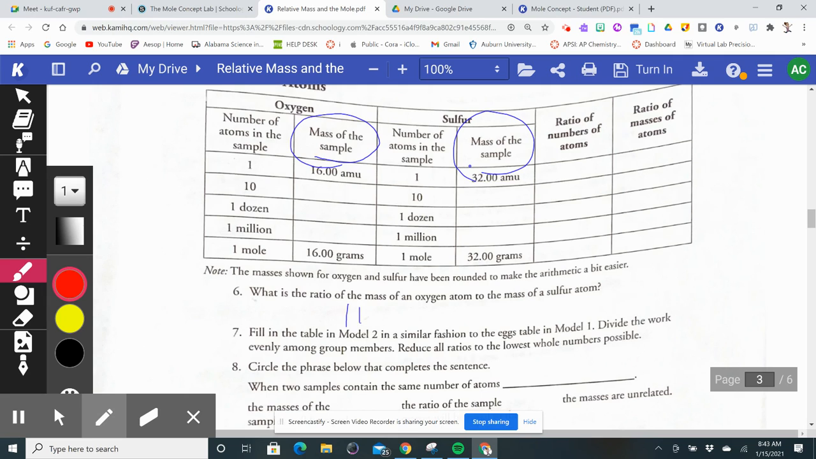16 to 32. And do we leave it that way in math? What do we tend to do? Reduce it. We simplify it. So it would be what? 1 to 2.